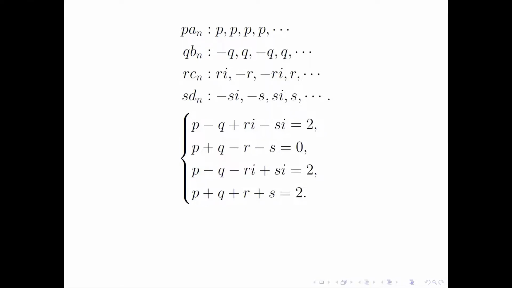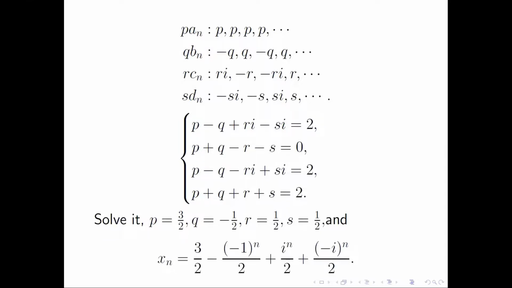This way, we establish a system of equations for P, Q, R, and S. They are easy to solve, and they are all real numbers. P is 3/2, Q is -1/2, R and S are 1/2. So we got the explicit formula for the 2022 sequence. This looks much nicer than the previous one.